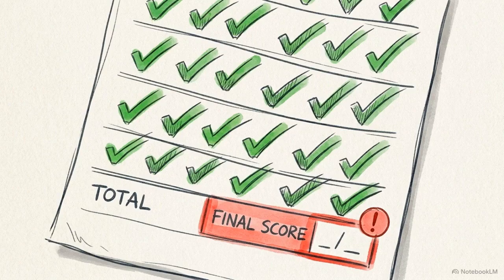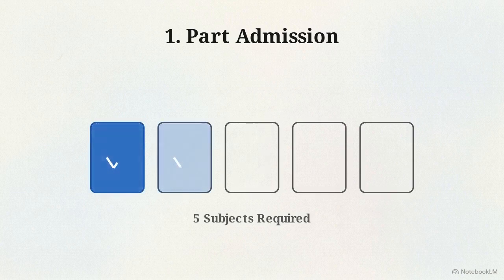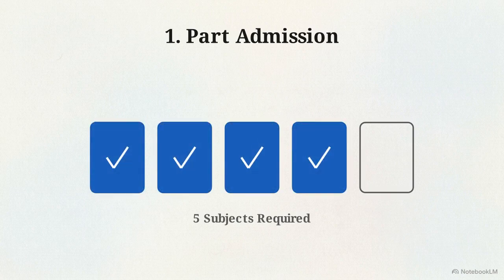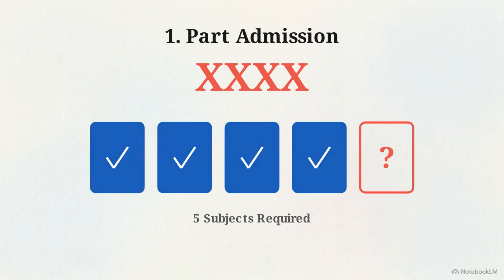Sometimes you pass your individual subjects, but at the bottom of the result page, instead of an overall pass, you find 4 X's. This occurs in 2 scenarios. The first is part admission. If you only enrolled in 1 to 4 subjects to improve a previous score, the 4 X's appear naturally because you don't have the 5 subjects required for a full certificate.